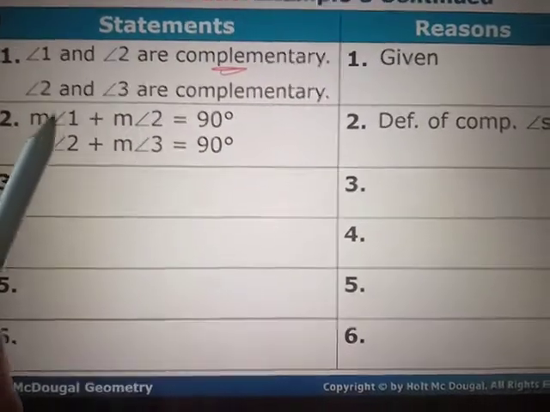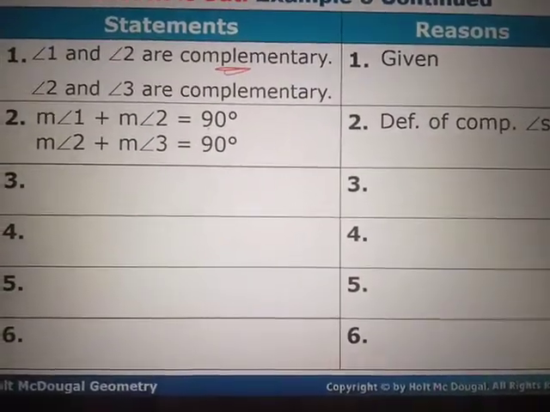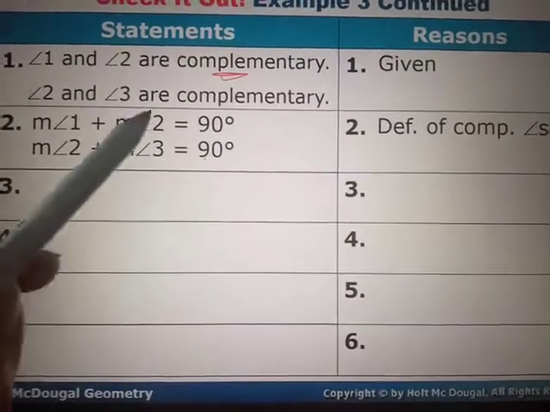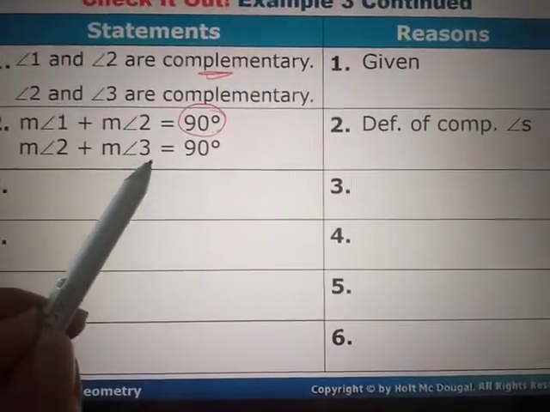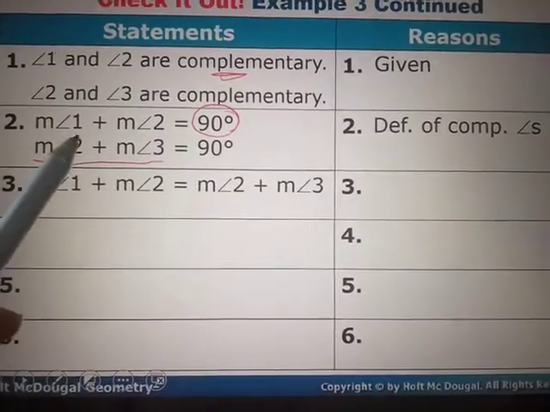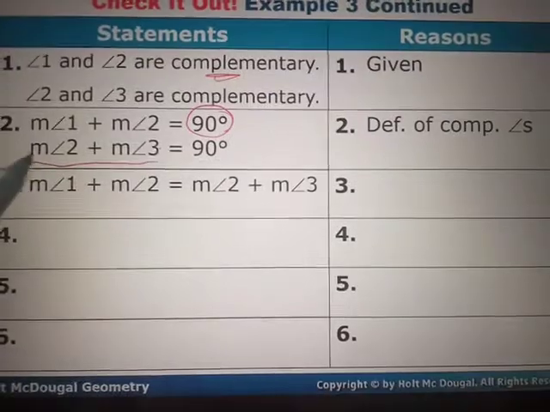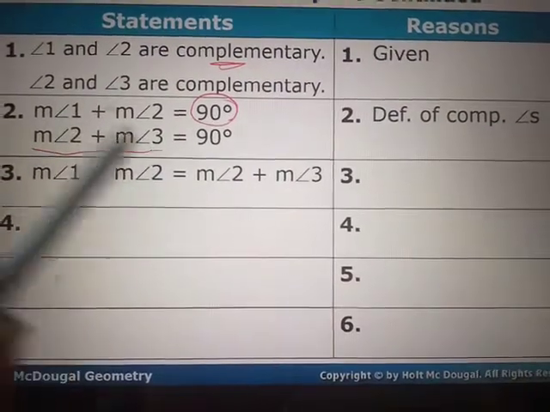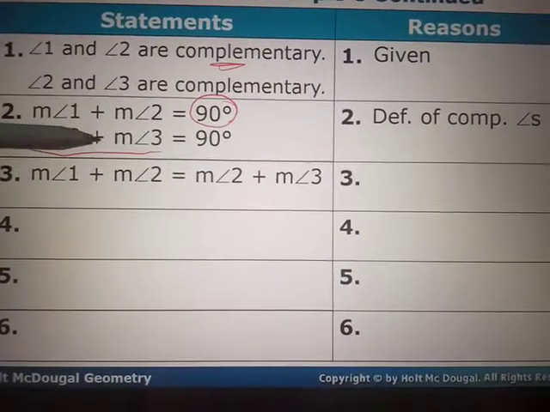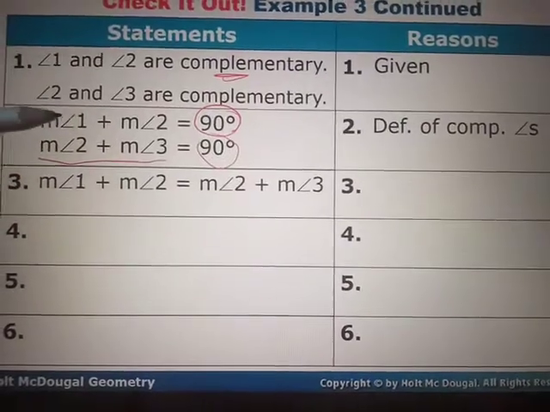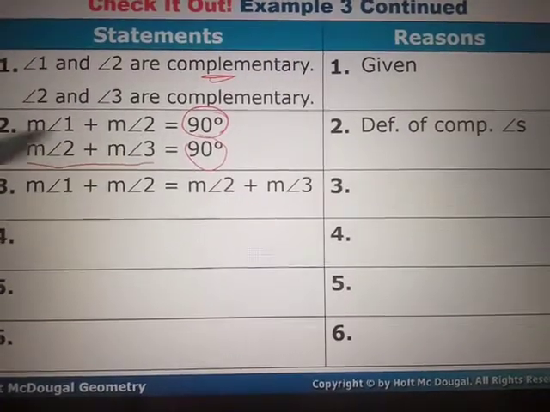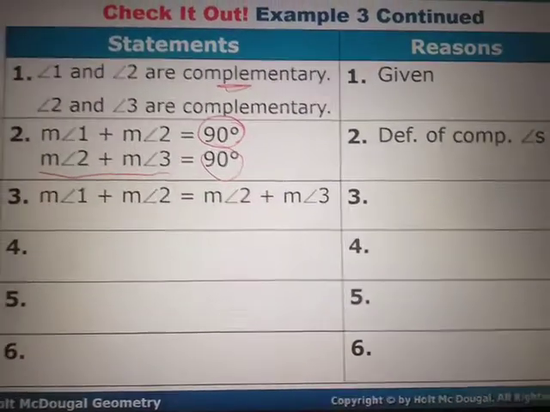Concentrate. Here 1 and 2 equal 90. 2 and 3 equal 90. So we can substitute. Instead of 90, we can write this. So measure angle 1 plus measure angle 2 equal measure angle 2 plus measure angle 3, because measure angle 1 plus measure angle 2 equal 90 and measure angle 2 plus measure angle 3 equal 90. So this equation equal this equation and both of them equal 90. So the first side equal the first side here. Okay.